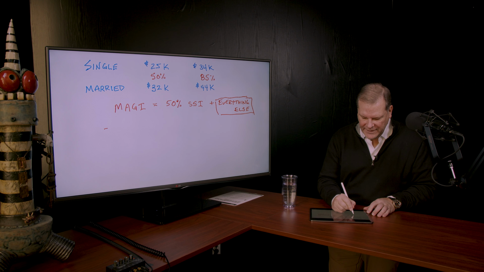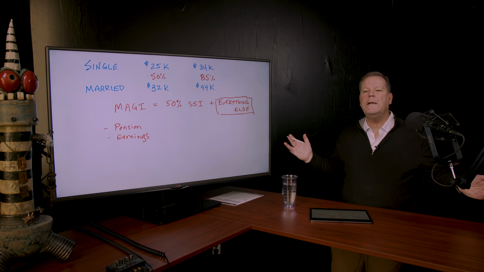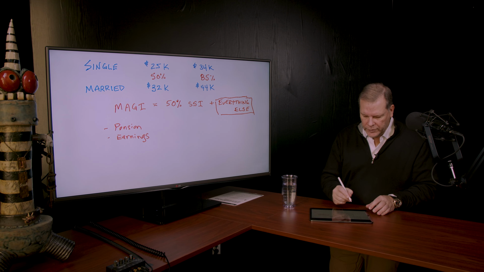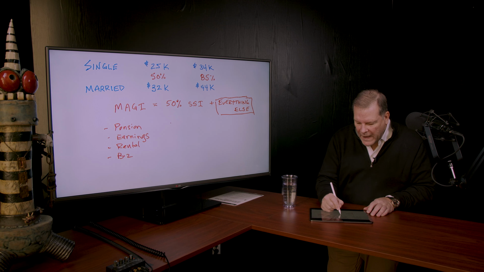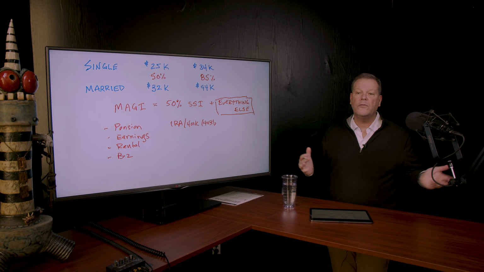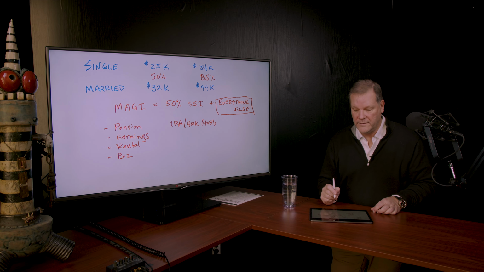Well, here's a little bit of a list of what they count. Everything else includes any pension you get. It includes any earnings. Maybe you're working part-time, right? Guess what? It's included. Rental income, business income, IRA, 401k, 403b distributions. Any pre-tax retirement distributions count. That's a biggie, especially when you have required distributions.